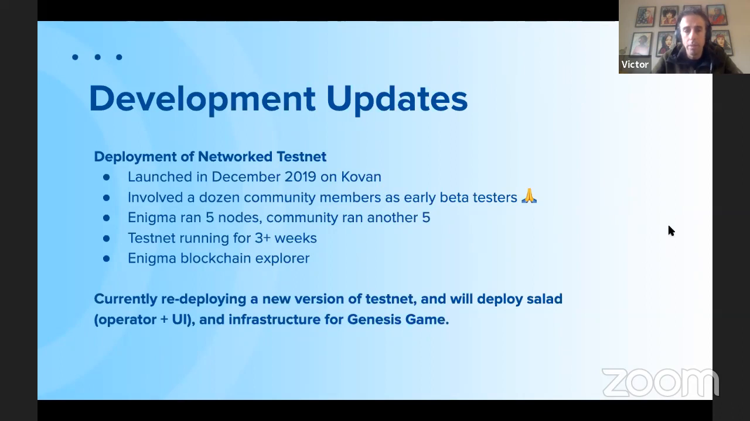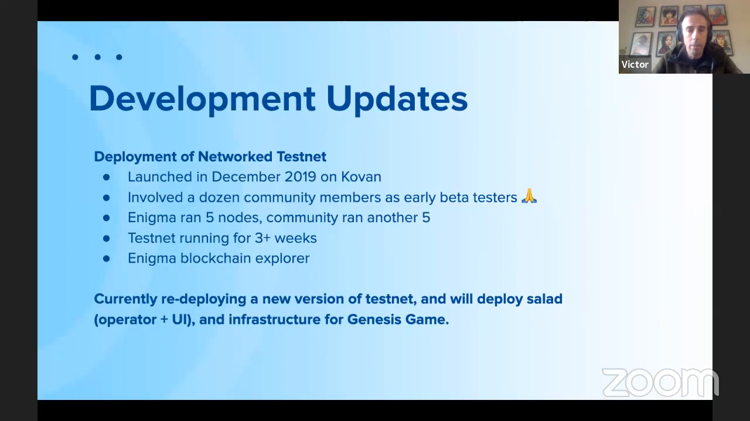So we deployed a couple of secret contracts, including the one for Salad. We deployed the Block Explorer, powered by The Graph on the back end, to monitor activity on the network, including transactions, workers, and epochs. And that block explorer is still live at testnet.explorer.enigma.co.